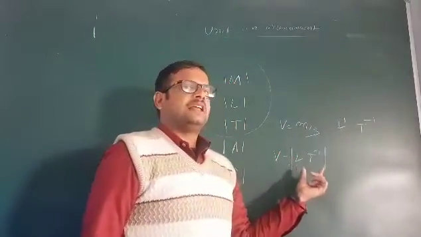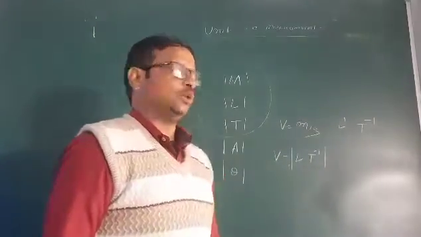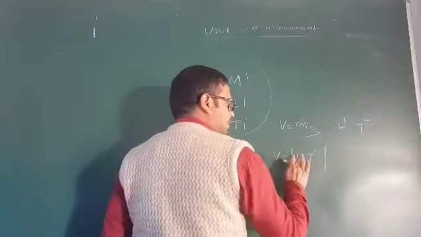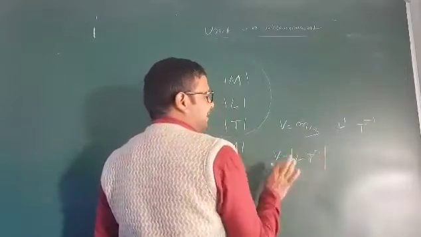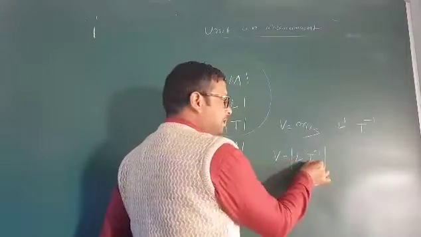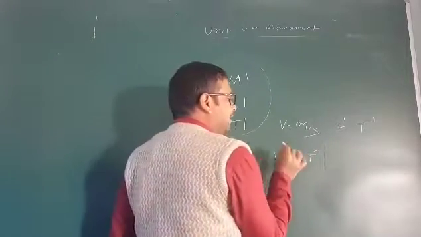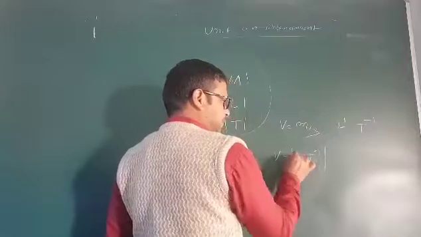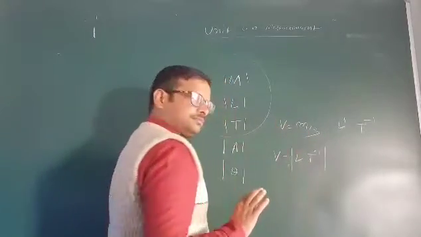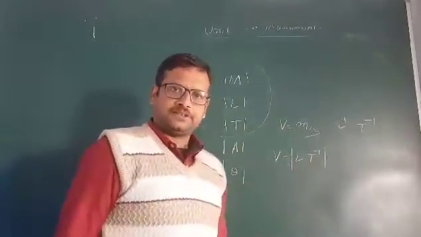And why do you use the mod? Mod means the dimensional formula cannot be negative. Cannot be negative means it is only a symbol. So it is saying that velocity depends upon length and time. Velocity is directly proportional to length and inversely proportional to time, with power 1 and 1. This is the use of dimension.